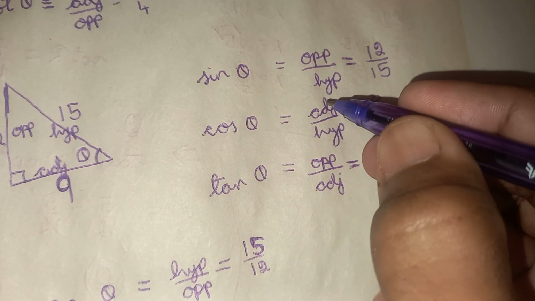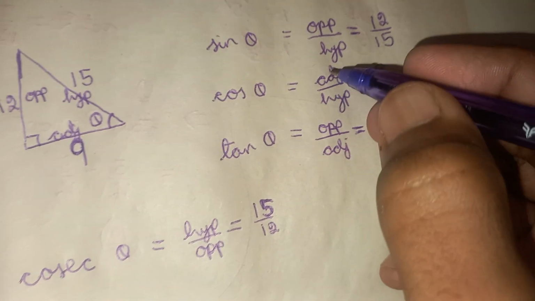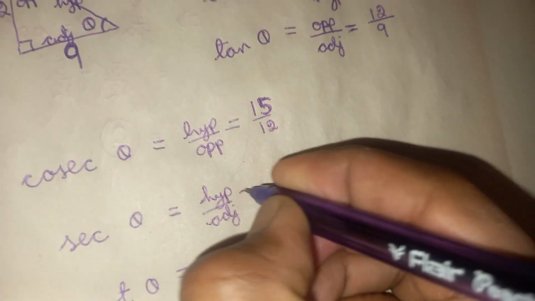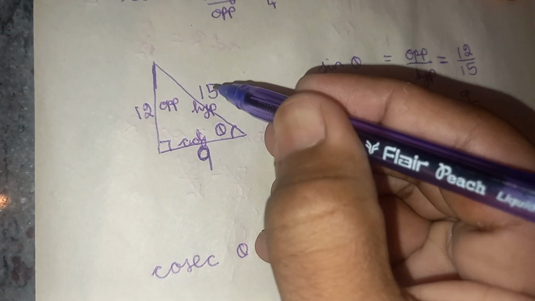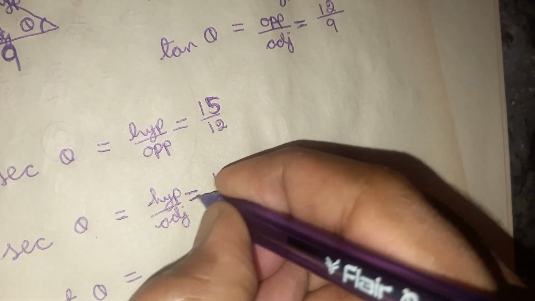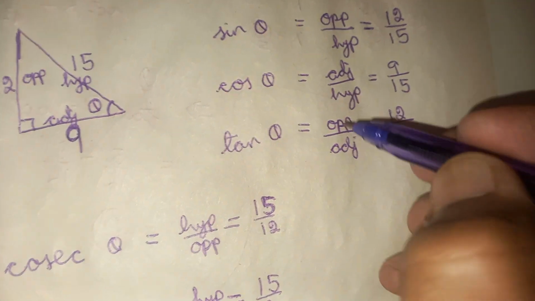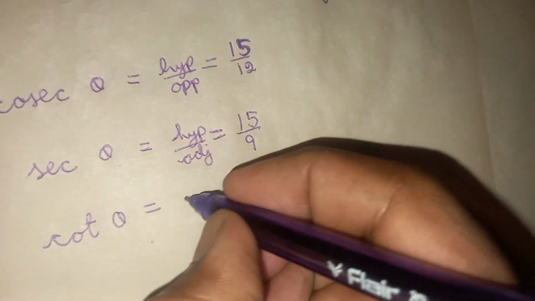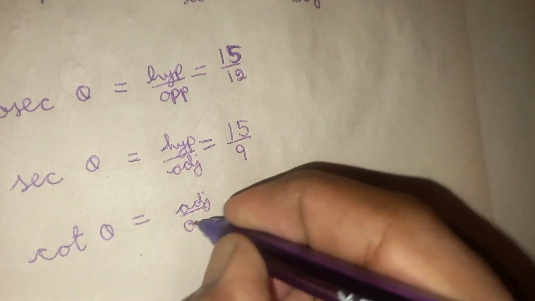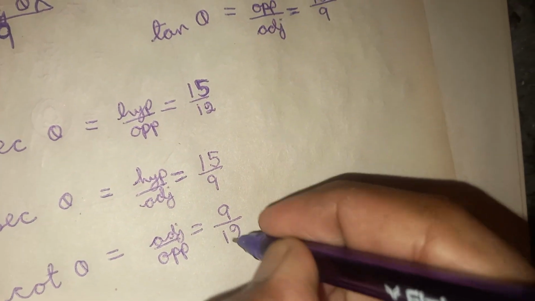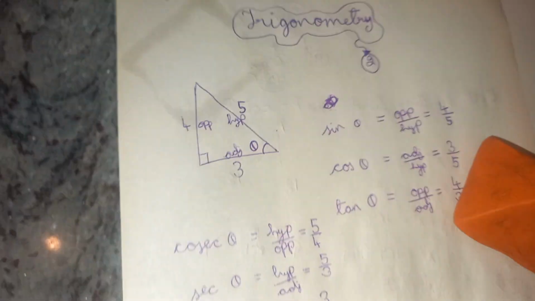Now secant theta means reciprocal of cos theta. Here it is adjacent by hypotenuse; upside down it is hypotenuse by adjacent, so it is 15 by 9. Now cot theta means upside down of tan theta. Opposite by adjacent becomes adjacent by opposite, which is 9 by 12. These are all the different ratios.